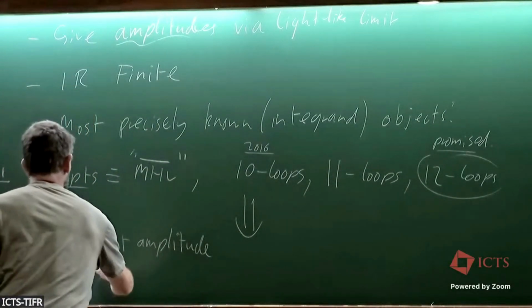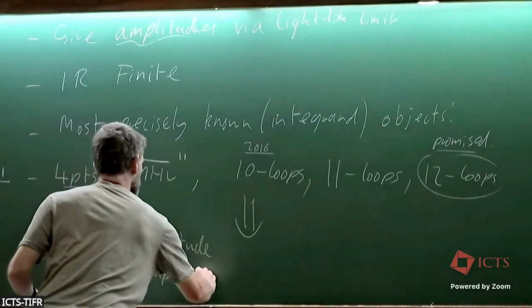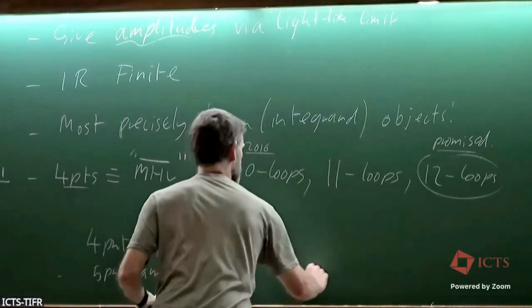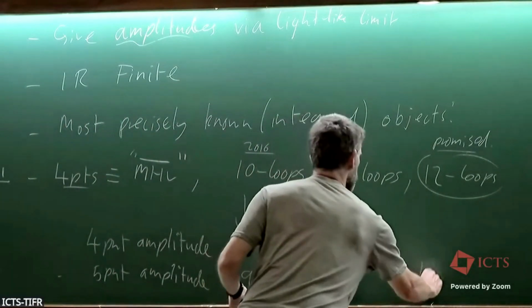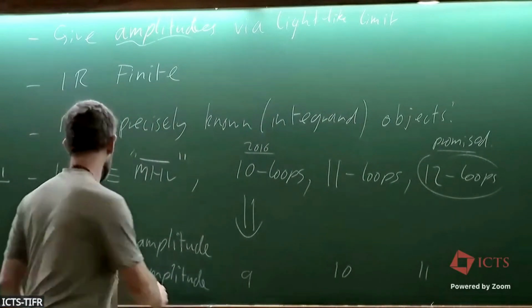Similarly, you can get the 5-point amplitude to one loop less. So this would be 9 loops, 10 loops, and 11 loops. When we have these, you can very easily get the parity even part.